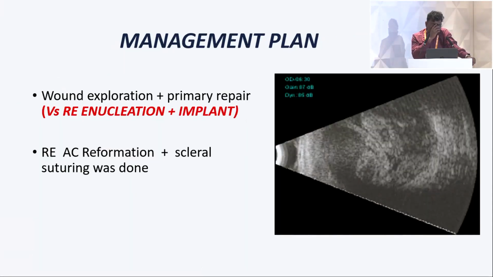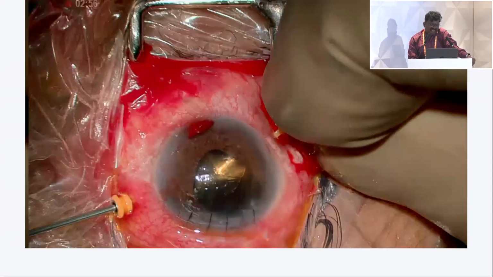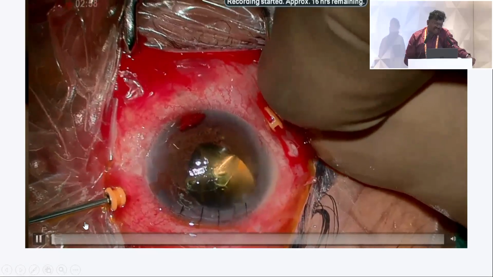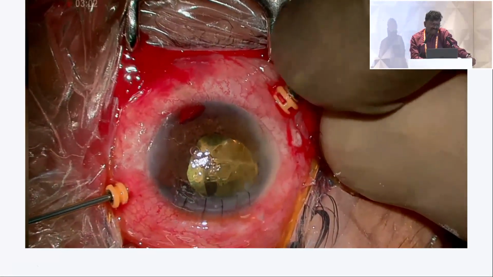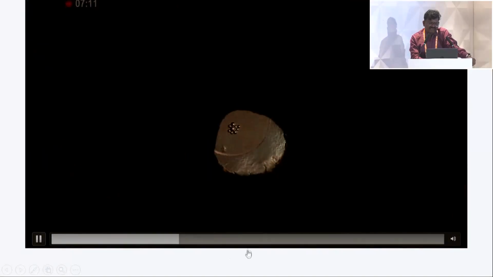So I don't have the video of the first surgery. We have done the AC reformation, scleral suturing was done. And slowly the eyeball improved. And this was after 14 or 15 days. Then we went, this was the status. So the patient was aphakic with a sutured scleral wound as well as the corneal tear. When we went inside, it was a bit bad actually.